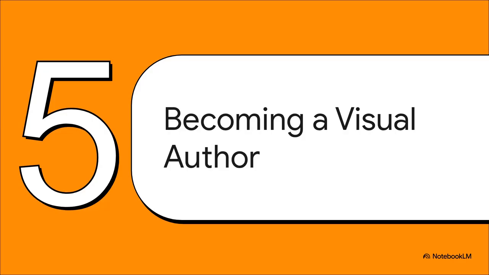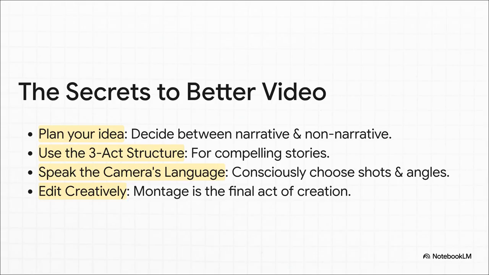So when you put all of this together, planning the idea, speaking with your camera, and then creating new meaning with your edit, that's the whole process. That's what takes you from being someone who just hits record to being a real visual author. So let's run through the secrets one more time. First, always plan your idea, and if it's a story, use that 3-act structure. Second, speak the camera's language with intentional shots and angles. And finally, never forget that editing isn't just cleanup, it's the final, crucial act of creation.